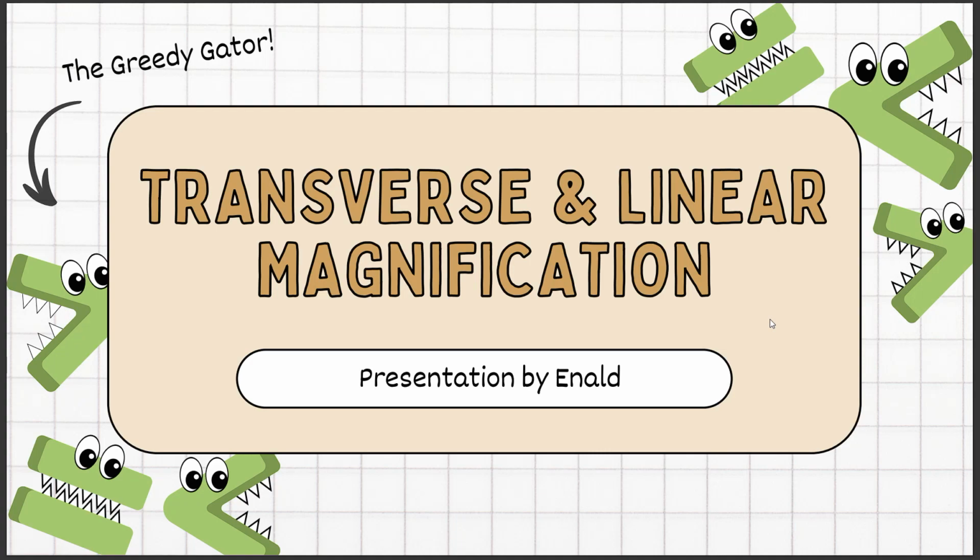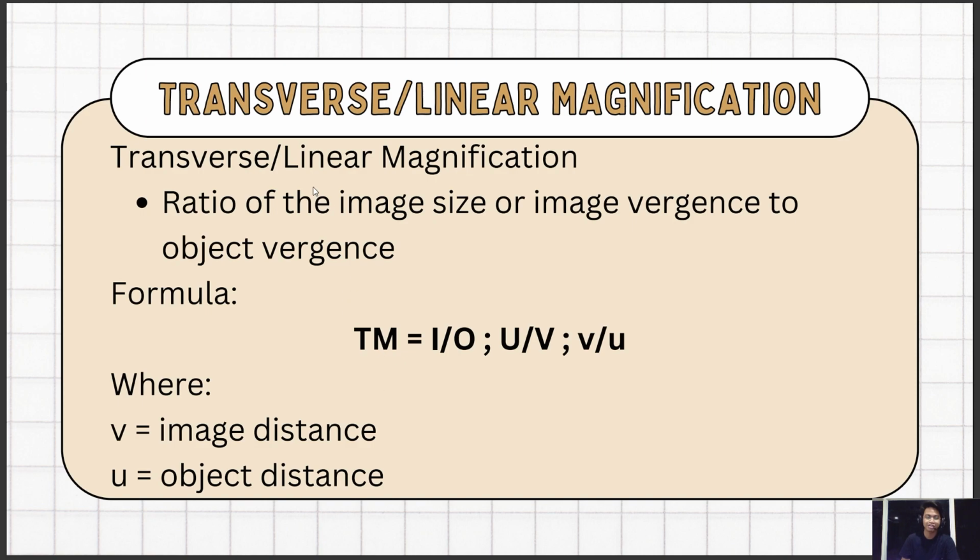Today we're exploring linear and transverse magnification, the secrets to how lenses bend light to make things look bigger or smaller. So first, let's discuss what transverse and linear magnification is. Both of these terms are defined as the ratio of the image size or image vergence to object vergence.